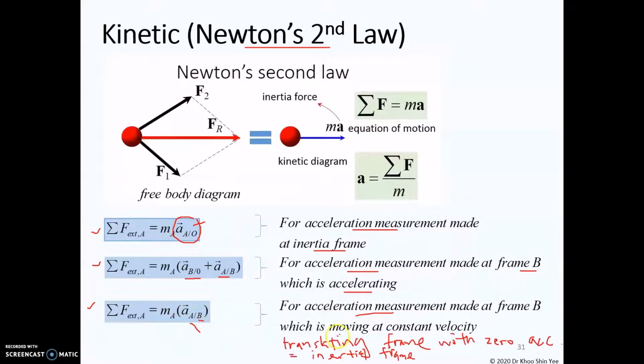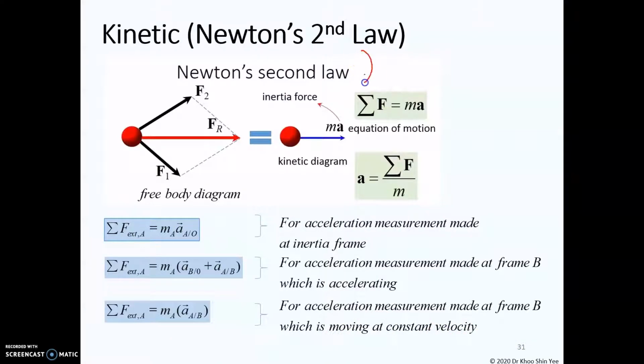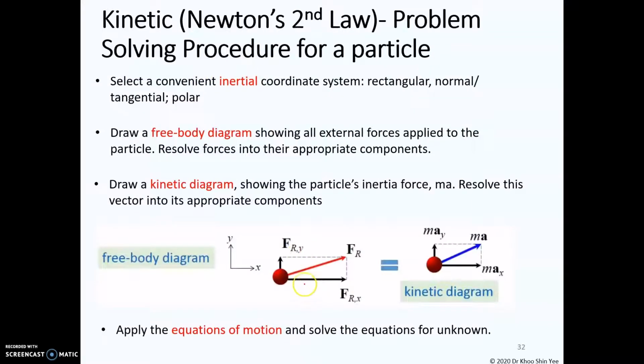This is because a translating frame with zero acceleration can be considered an inertial frame. So this is the graphical representation of Newton's second law, summation F equals ma. On your left hand side, we draw the free body diagram, which describes the resultant of force acting on this body. On the right hand side, you have the kinetic diagram, which describes the motion caused by the force. So this is the common procedure to solve the kinetic problem for a particle.